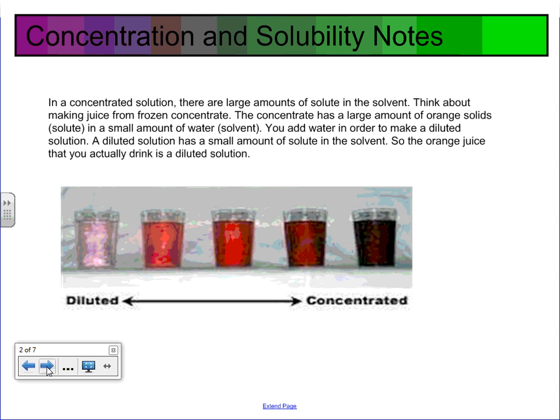In a concentrated solution, there are large amounts of solute in the solvent. Think about making juice from frozen concentrate. The concentrate has a large amount of orange solids, the solute, in a small amount of water, the solvent. You add water in order to make a diluted solution. A diluted solution has a small amount of solute in the solvent, so the orange juice that you actually drink is a diluted solution.